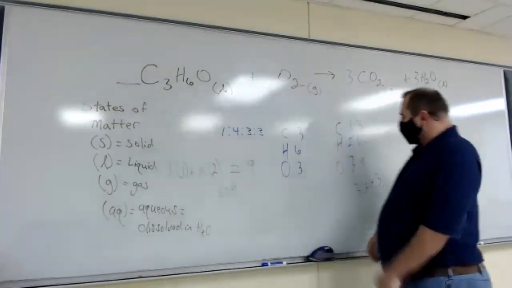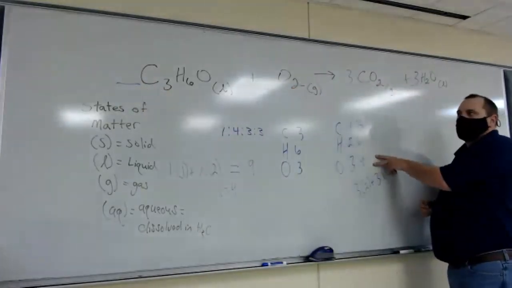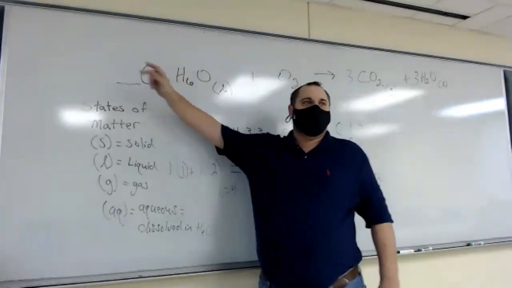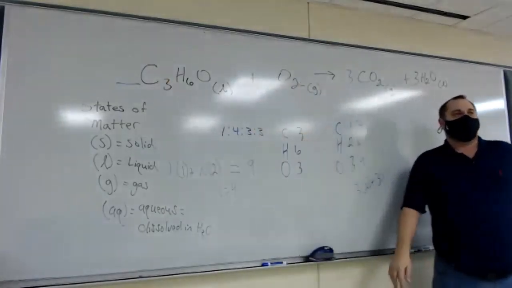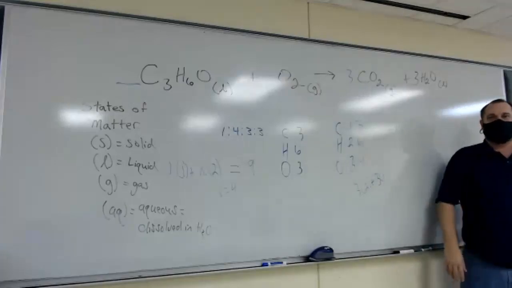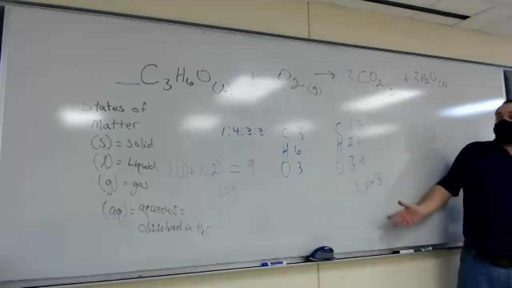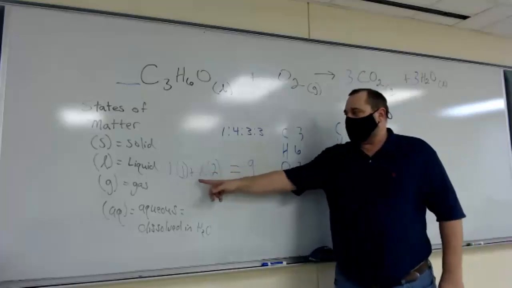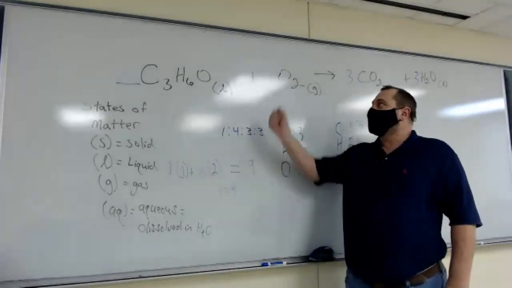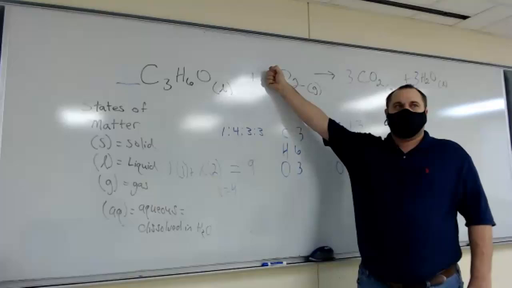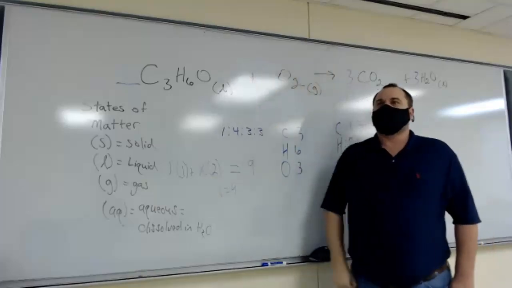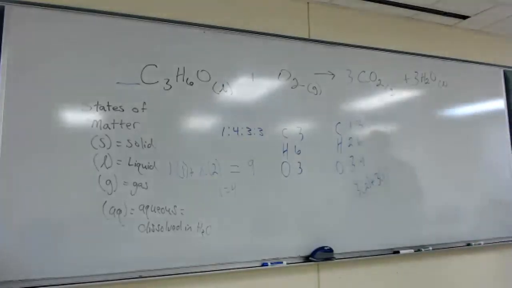If this had come out to be an even number over here, I would probably want to go ahead and make this a 2. That way I'm guaranteed an even number on that side. If I didn't want to do all that thinking, we could have kept this here, and if I'd gotten a fraction, I'd put the fraction here and then do what? Multiply them all by whatever that denominator is. Okay.